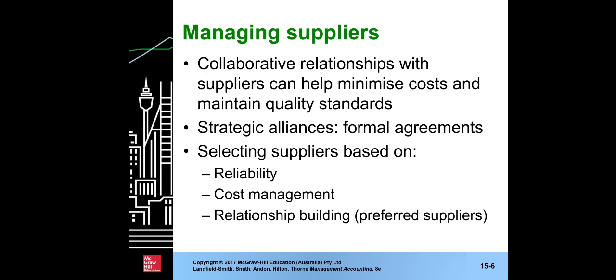Collaborative relationships with suppliers can help minimize costs and maintain quality standards. So remember this. For a business, if the business can maintain a good relationship with suppliers, then the business can minimize the problem of getting raw material or service at a high price. The thing is like this: if you maintain a good relationship with your supplier, most of the time you will get a special price for the raw material or services that you ordered from the supplier. So that is good. That's why a good relationship with a supplier is important.